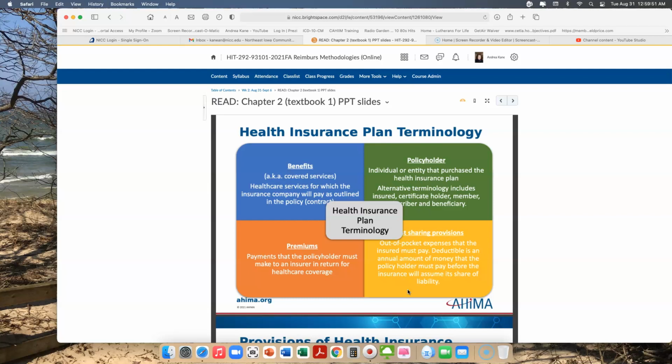Cost sharing provisions are things like out-of-pocket expenses or a deductible, where someone has to pay an annual amount of money before the insurance will assume its share of the liability.